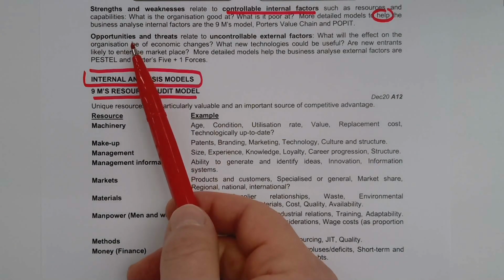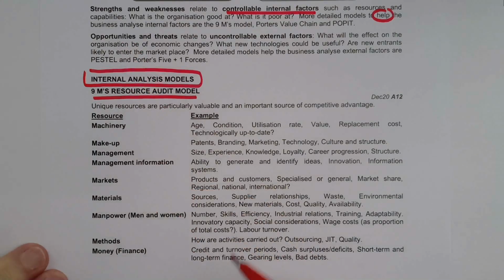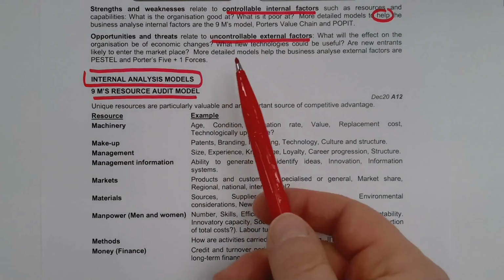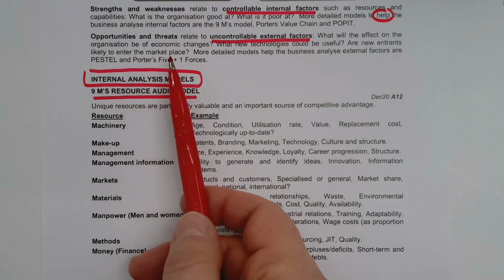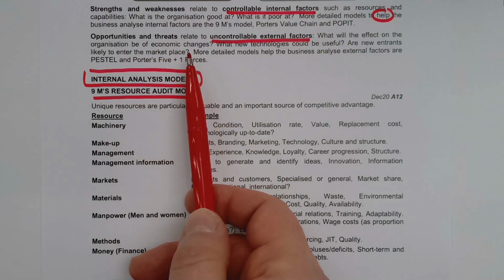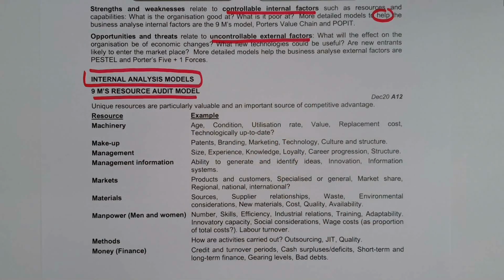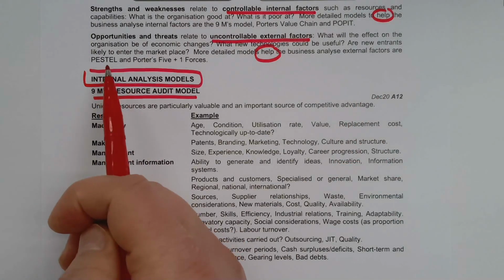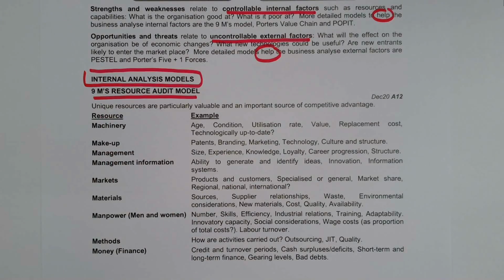Not only do we have internal models, there are external models. And when we start thinking here about external factors, we mean factors we cannot control. They are uncontrollable. So what will affect the organization? What sort of economic changes could give us problems? What new technologies could be useful? Are new entrants going to be entering the marketplace? Again, if we are doing this in the real world, we need models helping us generate ideas. And of course, the best models to analyze the external factors are Pestel and Five Forces. It is covered again in greater detail later in my set of notes.